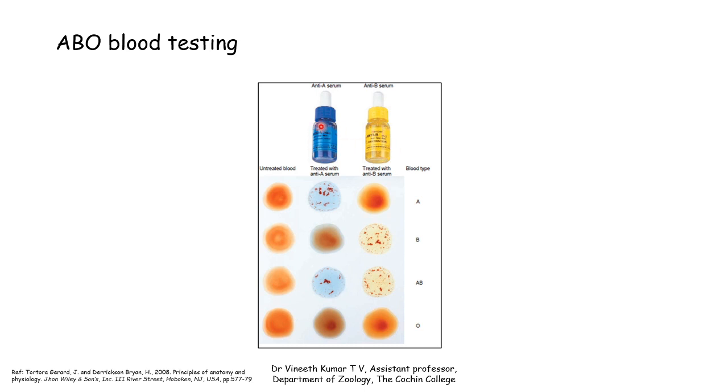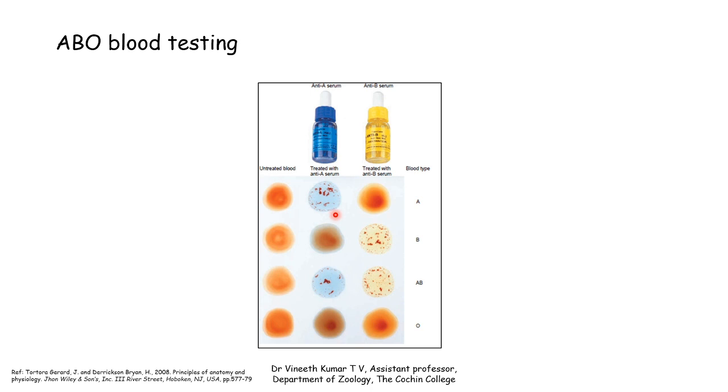So what happens is, if you add this solution of anti-sera into a blood which contains antigen A, there will be clumping or coagulation. That is how clumping or coagulation is identified in a routine test. You can see that this is untreated blood, where you do not put the antisera, and hence you do not see any clumping or coagulation.